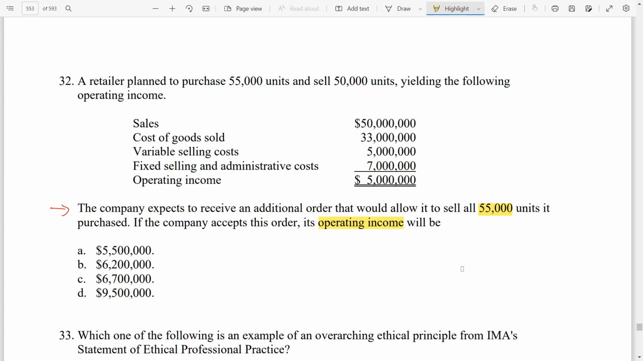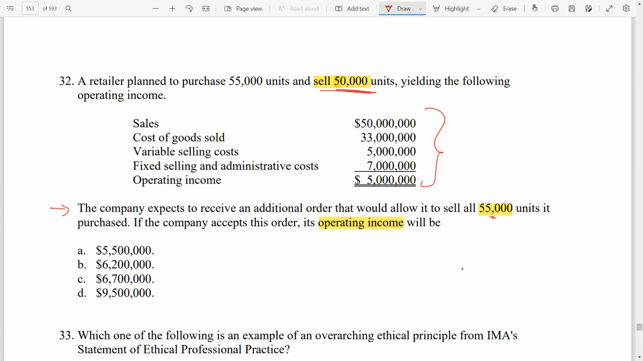And here the data is for 50,000. So we have a retailer planning to purchase 50,000 and sell. Everything here is for 50,000 units. So that's the data we have. So we are going to find the impact of that extra 5,000, the difference. What will be the impact of that 5,000?